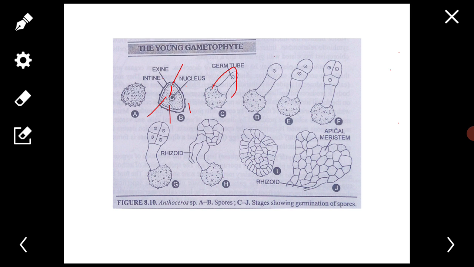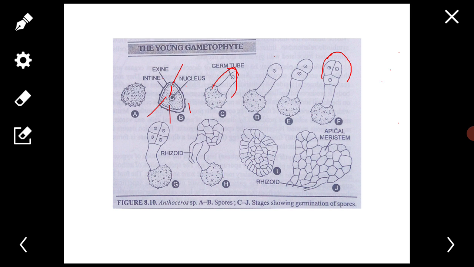The apical end of the germ tube divides by two successive transverse divisions, resulting in the formation of a three-celled filament, that is this. The terminal two cells of the filament divide by vertical walls, forming four cells. The next division is again vertical but at right angle to the first, resulting in the formation of an 8-celled octant.